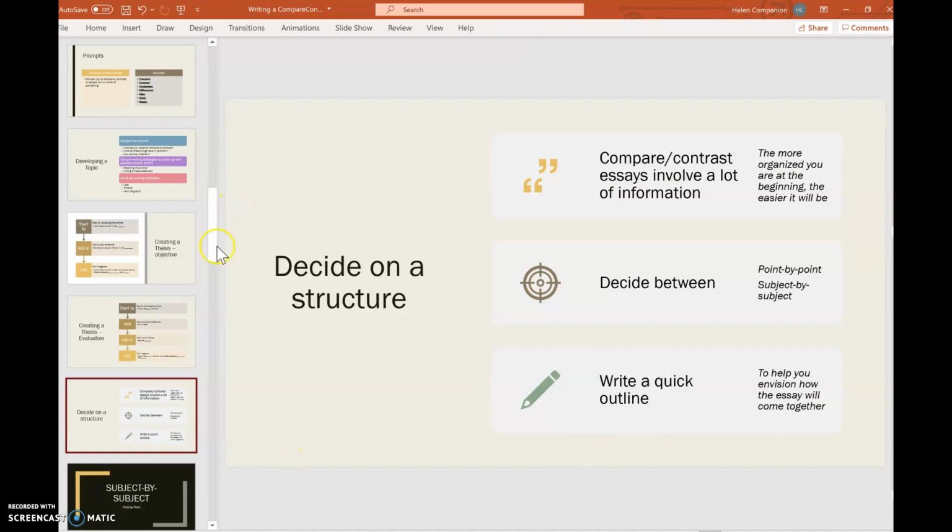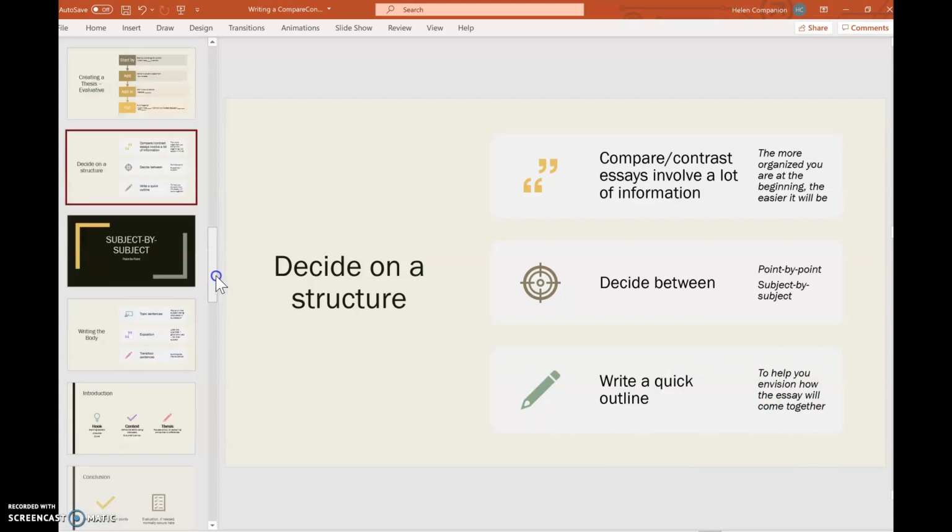And then after you've made your thesis statement, you'll decide on a structure. So compare and contrast essays involve a lot of information. The more organized you are at the beginning, the easier it will be. I know it seems like extra steps, but it really does help here. You want to decide between point by point and subject by subject, and definitely write a quick outline or some pre-writing just to help you envision how it's all going to come together.